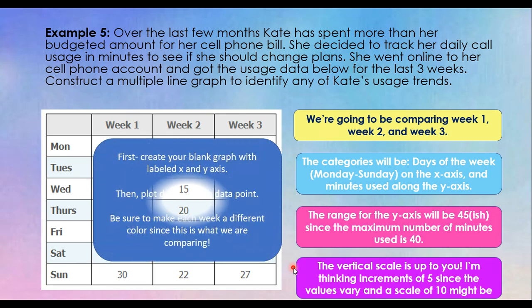In order to graph a line graph, you're going to create a blank graph with your labeled x-axis and y-axis. Then, like I said, it's a dot plot. Plot the dots for each data point in our chart. Be sure to make each week a different color since that's what we're comparing, or you could use different levels of thickness if you wanted, but make sure you have a key for it. So I want you guys to go ahead, pause this video, and make your dot plot or your line graph for this.